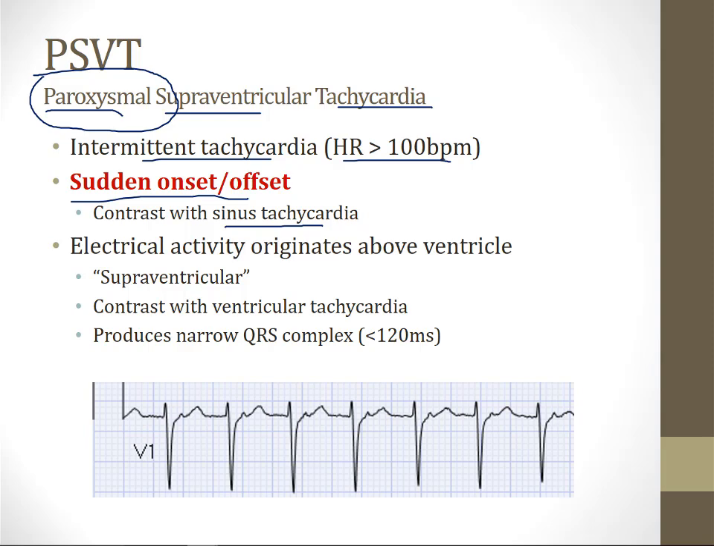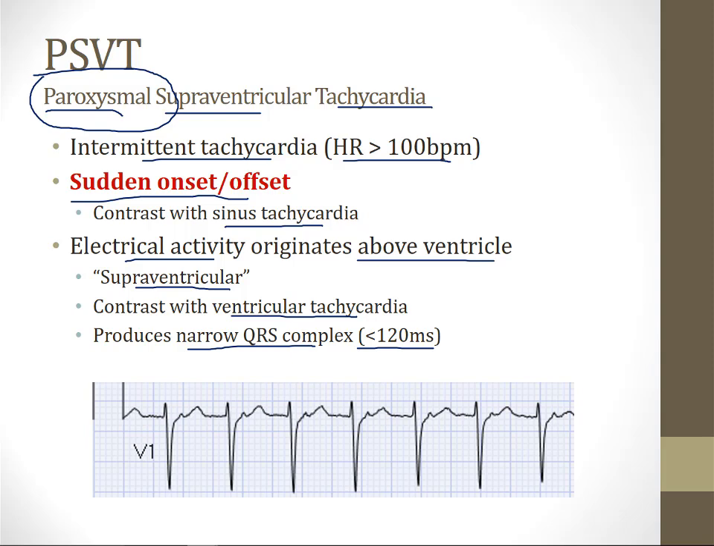The reason these disorders are called supraventricular is because the origin of the electrical activity is above the ventricle. This is in contrast with ventricular tachycardias, where the origin of the electrical activity is in the ventricular myocytes themselves. And because the origin of the electrical activity is above the ventricle, electrical impulses still travel through the normal AV node, His bundle, bundle branches, and Purkinje fibers, and therefore the QRS complex is normal or narrow at less than 120 milliseconds.